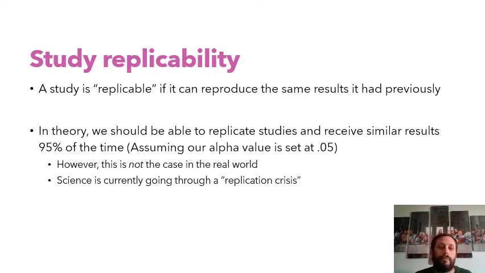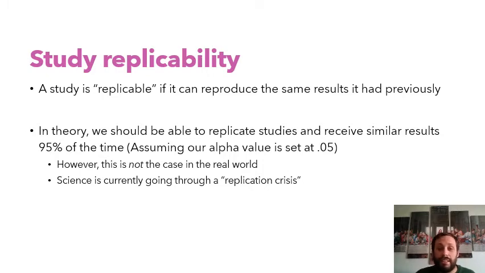In theory, we should be able to replicate studies 95% of the time with the same results, assuming we set our alpha value at 0.05. So you know that p-value that you hear a lot about? That's all set up because of an alpha value that we set before. And what that's saying is that given the results that we saw, there's only a 5% chance that that is not the true result, given our null hypothesis that there is no true result. However, as we'll discuss later, oftentimes this isn't quite the case.